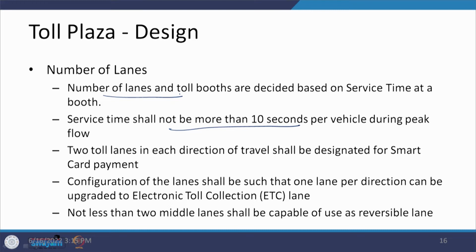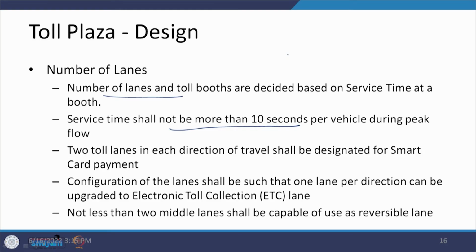Now, when we are providing these 7 lanes, 8 lanes or 10 lanes in one direction, how are they designated? They are going to be a cash lane or a smart card lane, or an ETC lane, or also a lane for oversized vehicles, the big vehicles which are larger than the lanes being designated in some form.